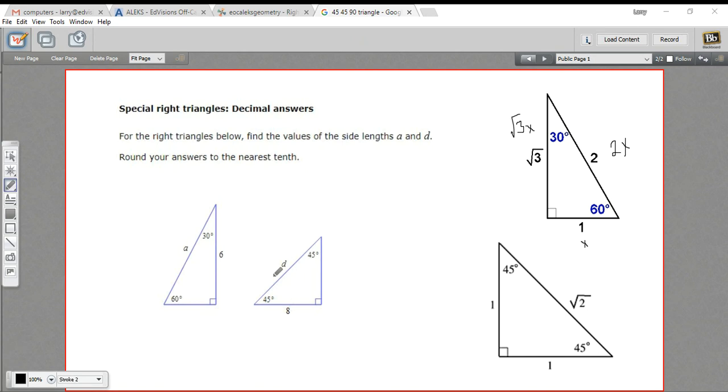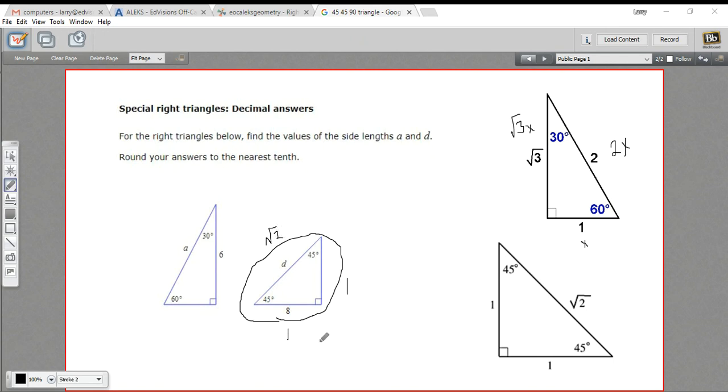The 45, 45, 90 triangle problem here is a little bit easier because we have the 1 side. I think what's important to do first is just label the sides with the proportions. You've got your information here. This is the real information about the triangle, the 8, and then D is the side we're solving for. But the proportions of the unit triangle here are 1, 1, square root of 2.